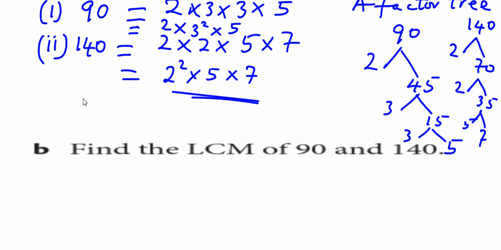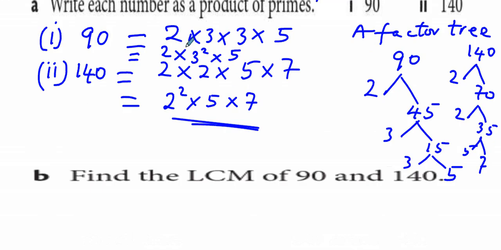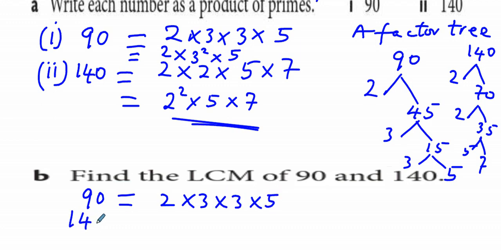From this product of primes, we have to rewrite them. This is 2 times 3 times 3 times 5. And we have to do the same for 140. It is 2 times 2 times 5 times 7.